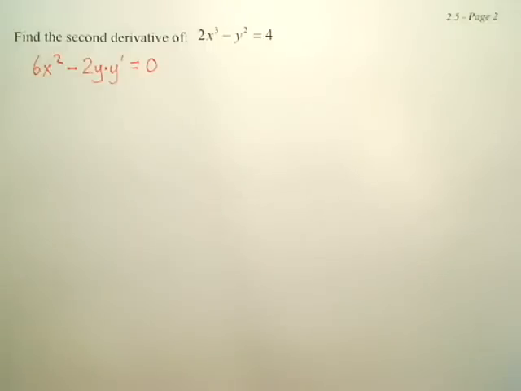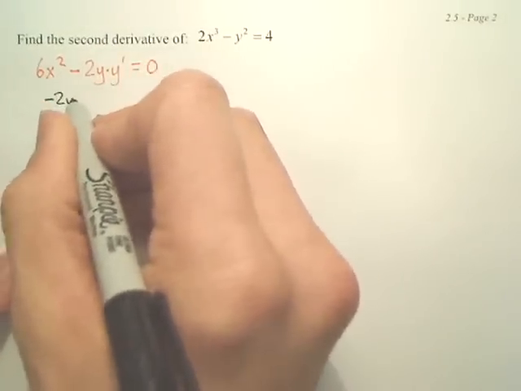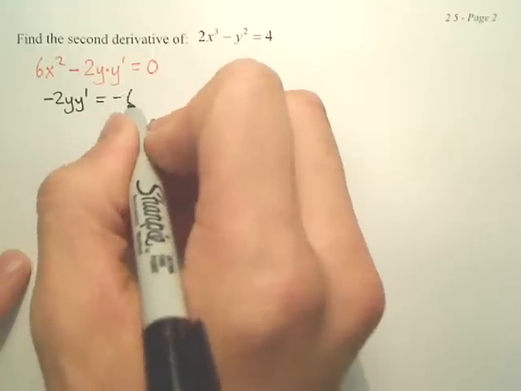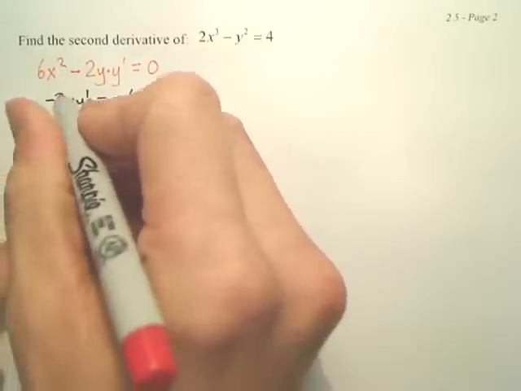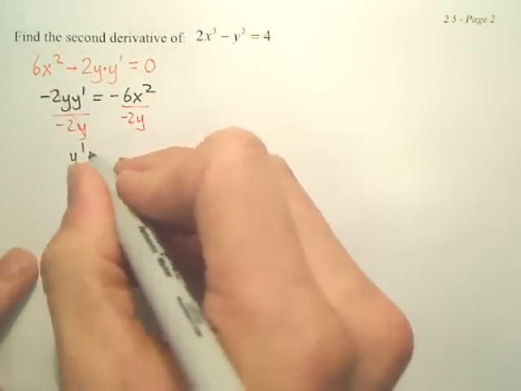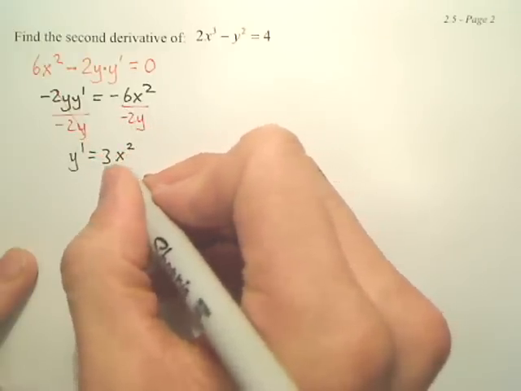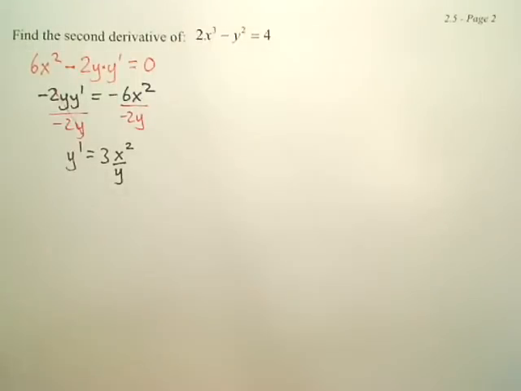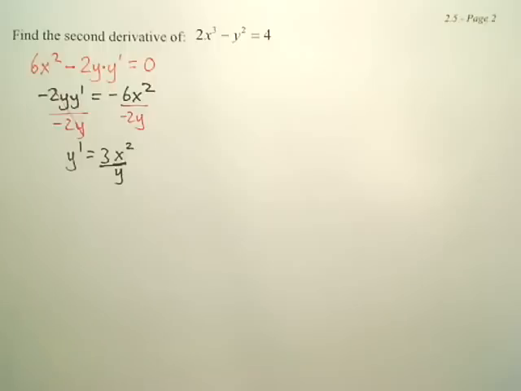So let's get y prime by itself. Move that over. Move this over. So you have 2y y prime equals negative 6x squared. Divide by, looks like, negative 2y. So it's pretty simple, y prime equals negative divided by negative is a positive, 3x squared over y. There's a whole bunch of ways you could put it, but that's good right there.